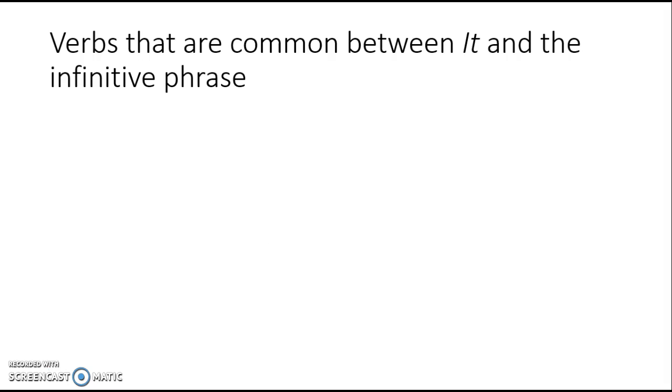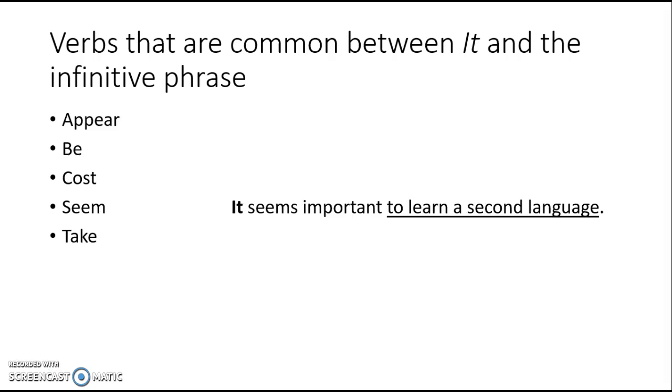Some of the verbs that are commonly found between it and the infinitive phrase include appear, be, cost, seem, and take. So for example, it seems important to learn a second language. Again, we have it as a subject, but it is referring to the infinitive phrase at the end of the sentence.